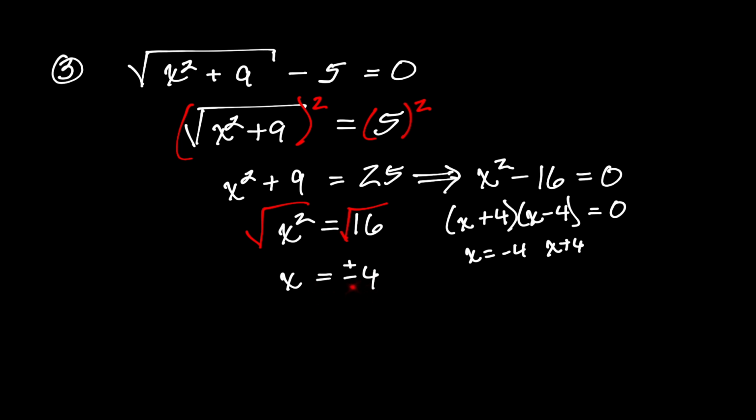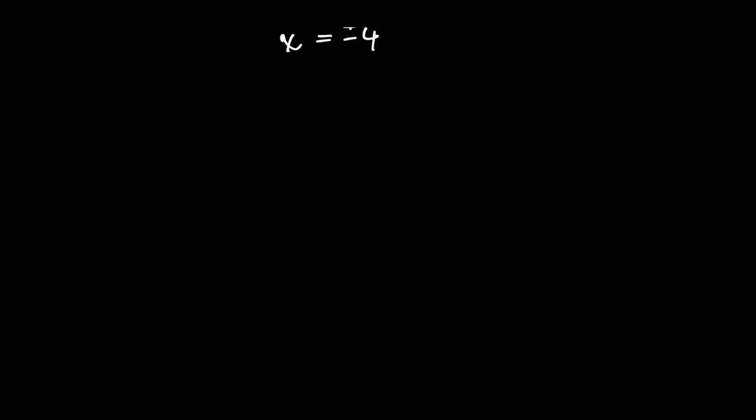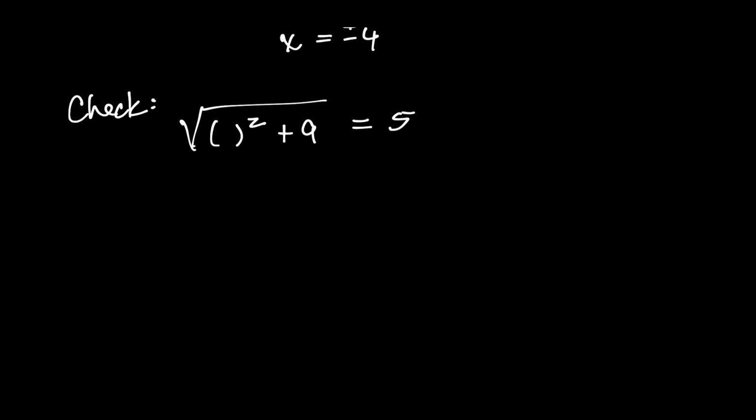Now, we do have two solutions, so it's important to check them. But we started off by squaring both sides of the equation, so these should both work. Let's go ahead and check them. I'll check positive 4 first. So here is my check. I had the square root of x squared plus 9. Is that equal to 5? So we'll start with positive 4.